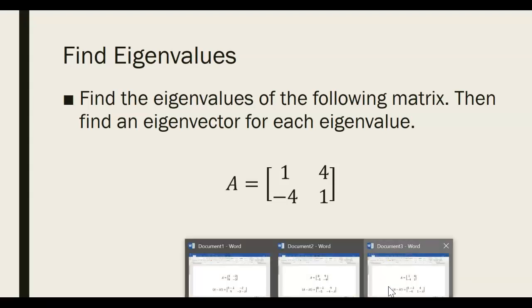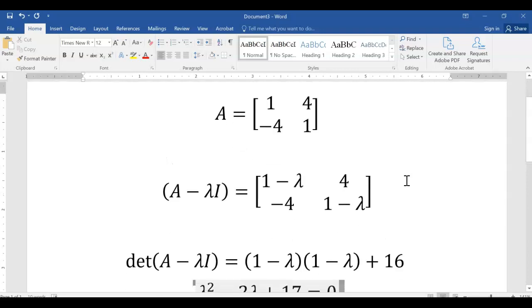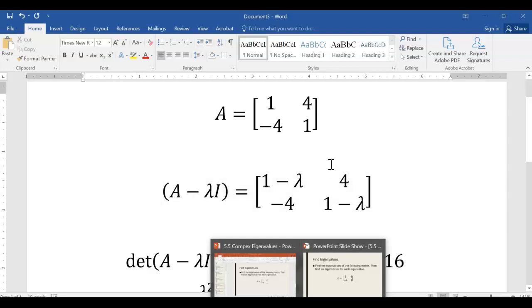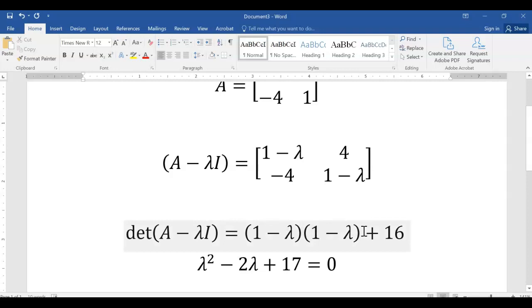So what I did when I did this, same as we always do, A minus lambda I, find the determinant. You can push pause if you'd like to slow this thing down to check that I've done my matrix correctly. I believe I have 1, 4, negative 4, 1. So A minus lambda I: 1 minus lambda in the 1,1 spot, 4 in the 1,2 spot, negative 4 in the 2,1 spot, 1 minus lambda in the 2,2 spot. I take 1 minus lambda times 1 minus lambda minus negative 4 times 4, that's a positive 16.